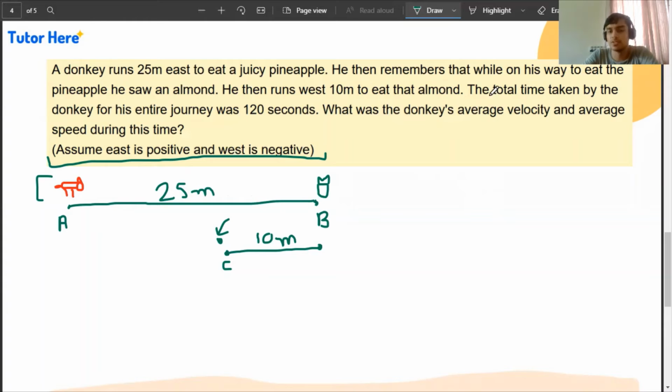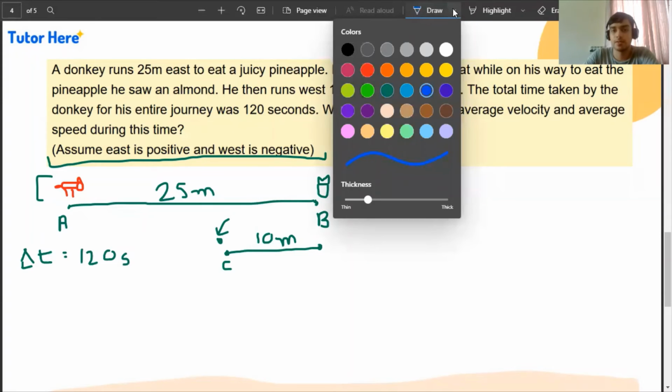Let's go ahead and read the question. The total time taken by the donkey for his entire journey was 120 seconds. So delta t right here would be 120 seconds. What was the donkey's average velocity and average speed during this time? Okay, let me change the color and let's go ahead and calculate it.